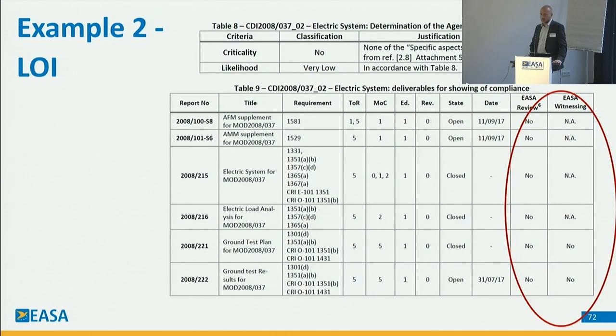likelihood, which is then combined with the second matrix on the top of this slide, and the final risk class here was 1. And this is reflected then in the lower matrix where you have the list of documents which are part of this CDI, and you see that under EASA review and EASA witnessing, this is a very important information here. You see they make a proposal not only on the review of documents but also on the witnessing, because there might be some flight tests or some ground tests where we might want to be involved. So in this case, risk class 1, no involvement, as we have seen before.